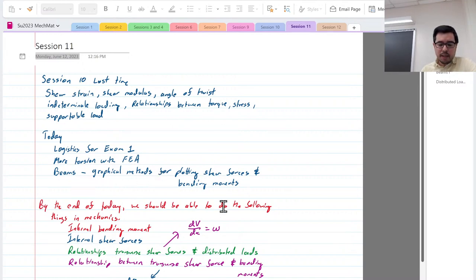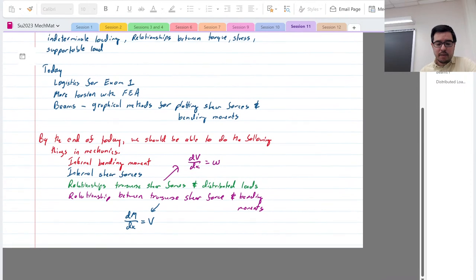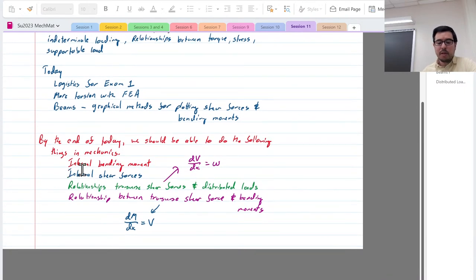what we say is that we want to be able to think about how loads across a beam relate to internal bending moments, internal shear forces, and then we're going to talk a little bit about the relationships between shear forces and distributed loads, and also the relationships between these shear forces and bending moments. Okay.